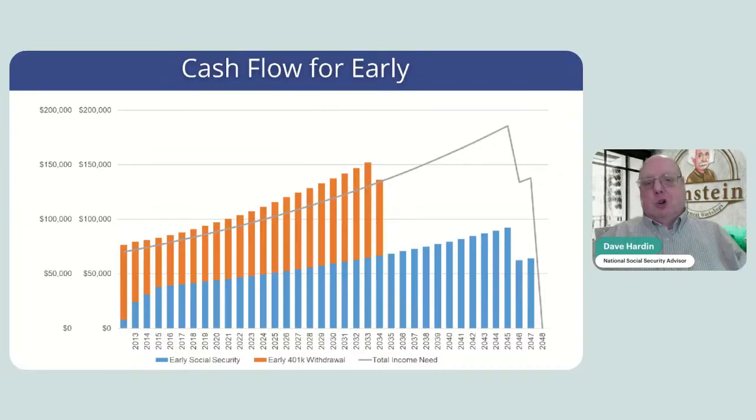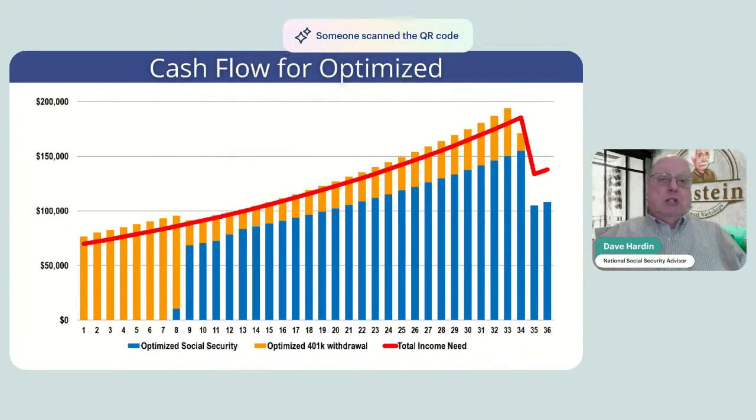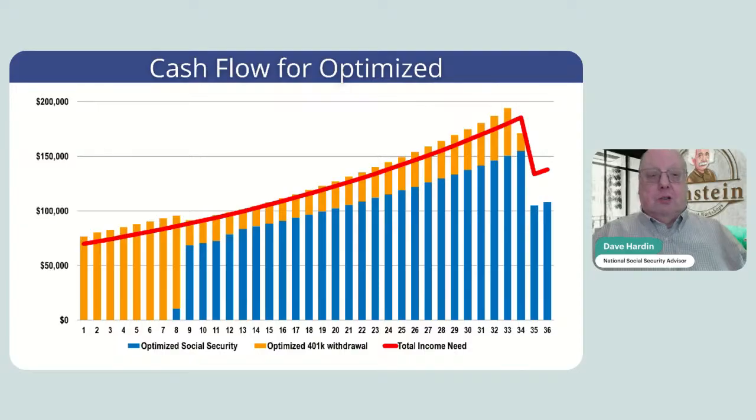I'm going to show you a corrected cash flow, and then I'm going to show you the difference between the two. Here's what we did to fix the problem. Blue bars, still Social Security. Orange bars, still their 401ks and IRAs. It's a red line instead of the black line for their income need. But look at the difference here. By the way, the only thing we changed for this couple was how they filed Social Security. There's lots of other tax planning we could do, but we just fixed the way they filed Social Security, and it saved them unbelievable pain and heartache.